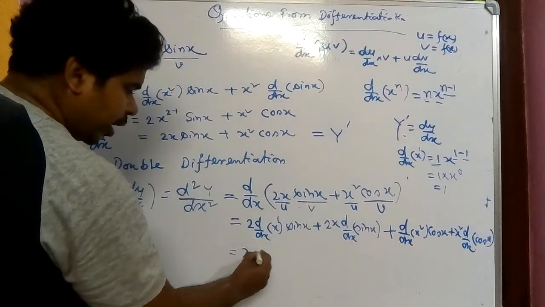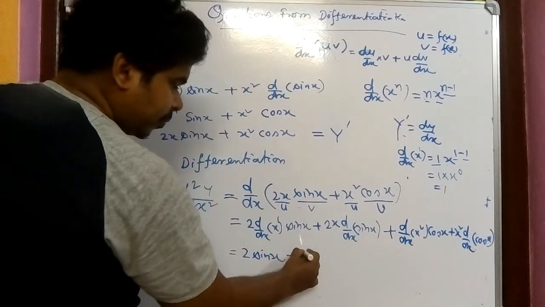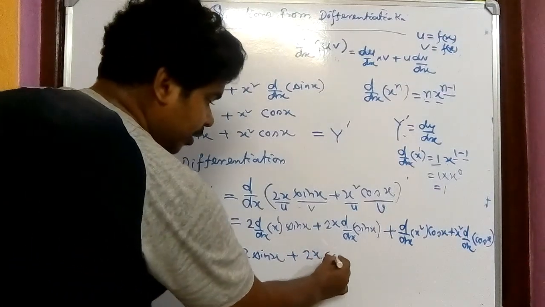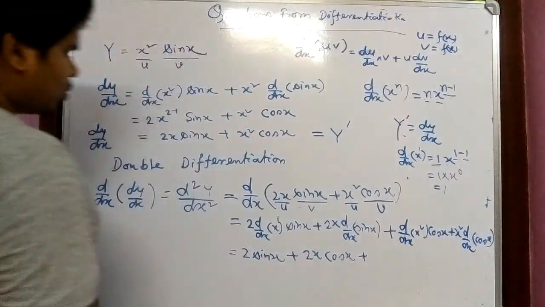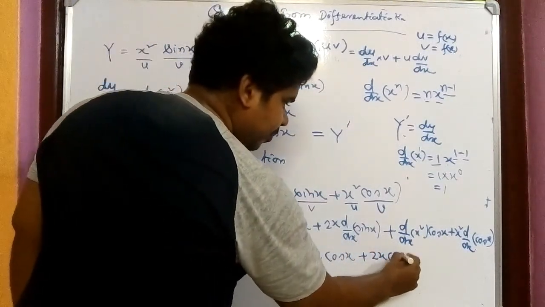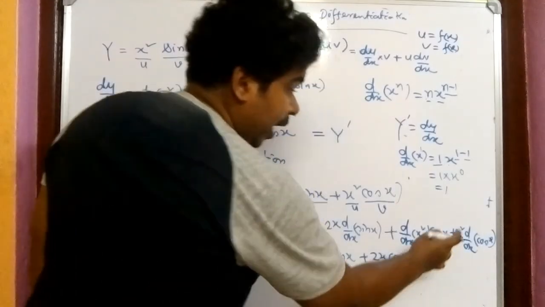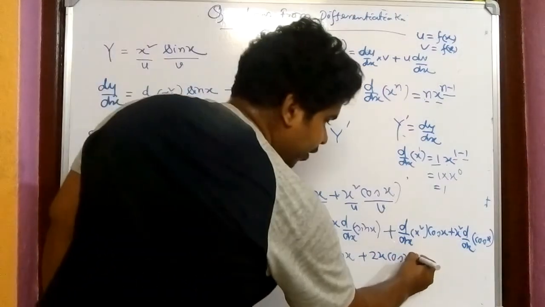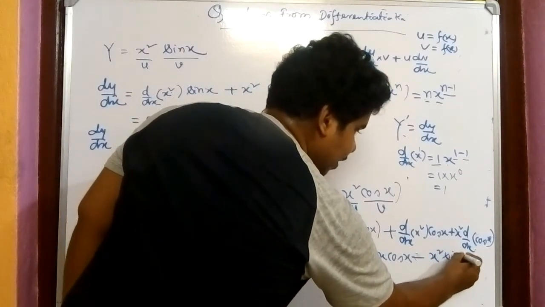So it will be 2 sin x plus 2x into differentiation of sin x, it is cos x, right? d/dx of x², we have just done it. It is 2x cos x plus x² as it is, and d/dx of cos x is minus sin x. So here we have to directly write minus x² sin x.